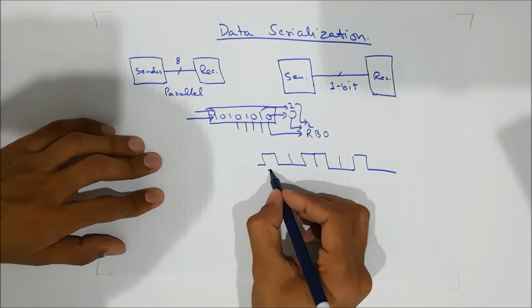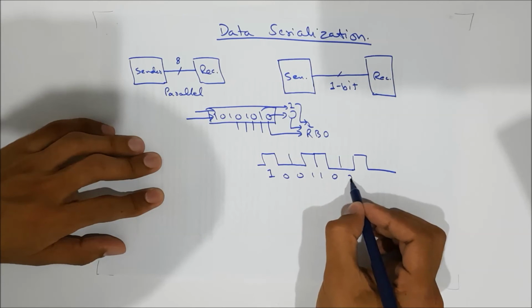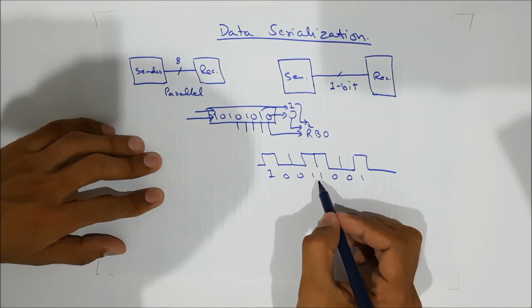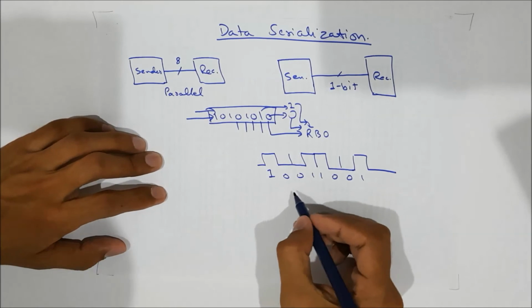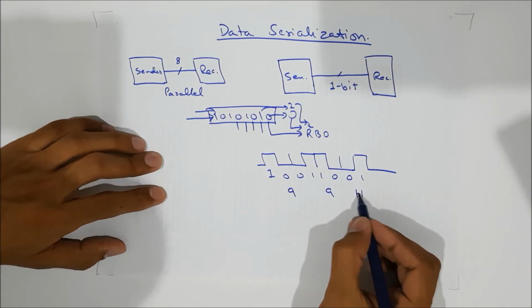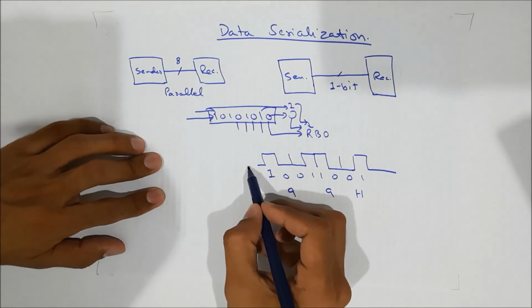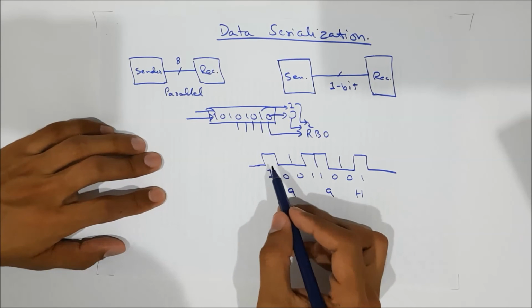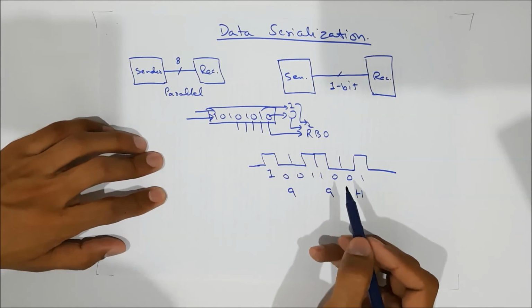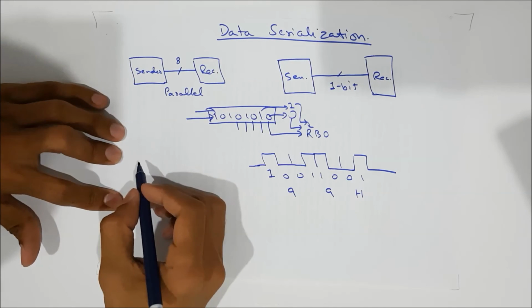So what is this data? 1 0 0 1 1 0 0 1. This is 99 hexadecimal. It will be received on a single port through a single pin, but it will be sent one by one, one after the other. How to do that manually?